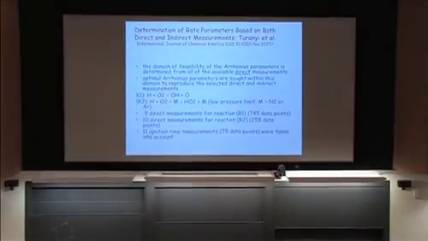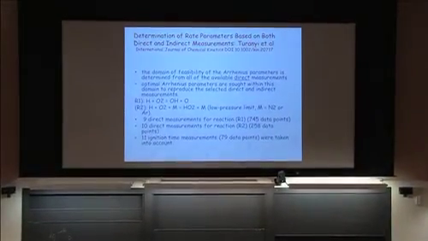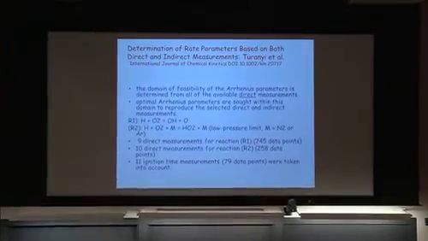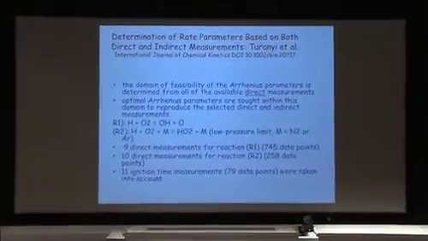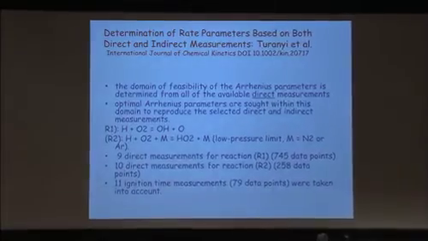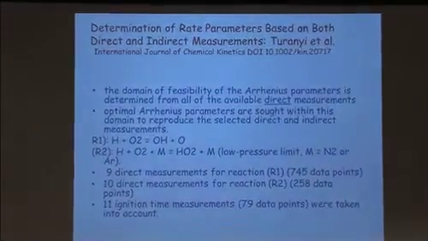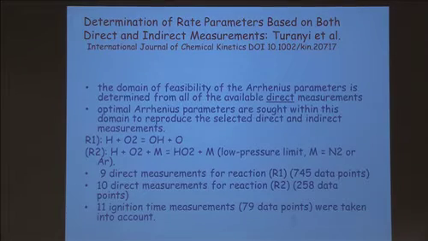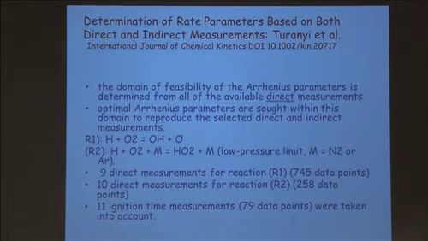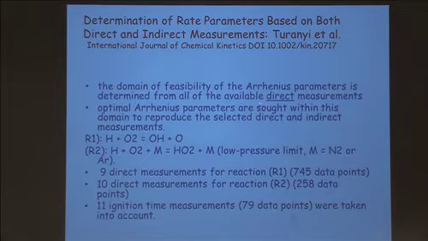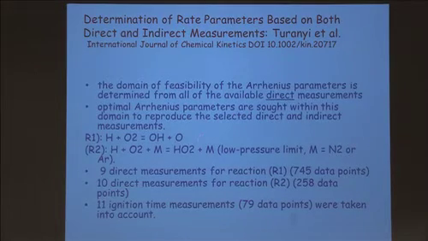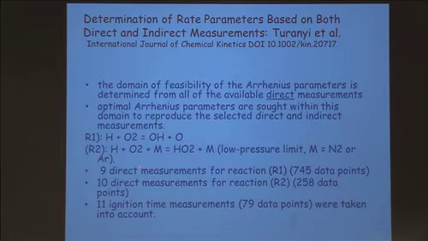Okay. Yeah, let's quickly go through this. So this is what we talked about yesterday. This is a repeat of the stuff by Tarani, in which he says that the domain of feasibility of Arrhenius parameters is determined from all of the available direct measurements, and the optimal Arrhenius parameters are sought within this domain to reproduce the selected direct and indirect measurements.